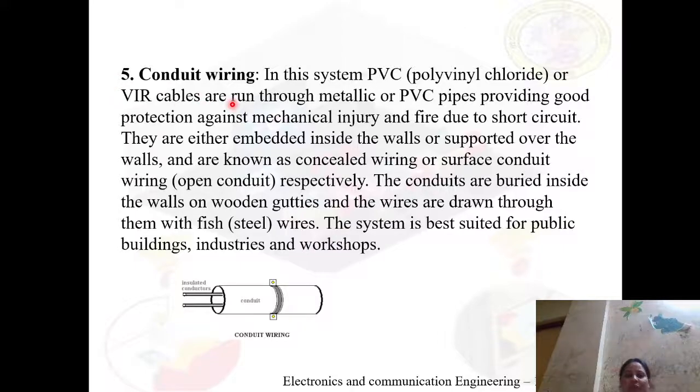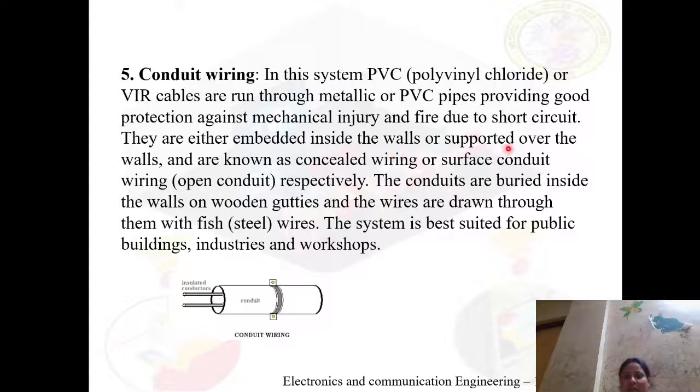So the last type of wiring is conduit wiring. So in this type, the PVC, that is polyvinyl chloride, or VIR cables are run through metal or PVC pipes, providing good protection against mechanical injury and against fire due to short circuit. So they are either embedded inside the wall, or they are supported over the wall, and they are known as concealed wiring or surface conduit wiring respectively.